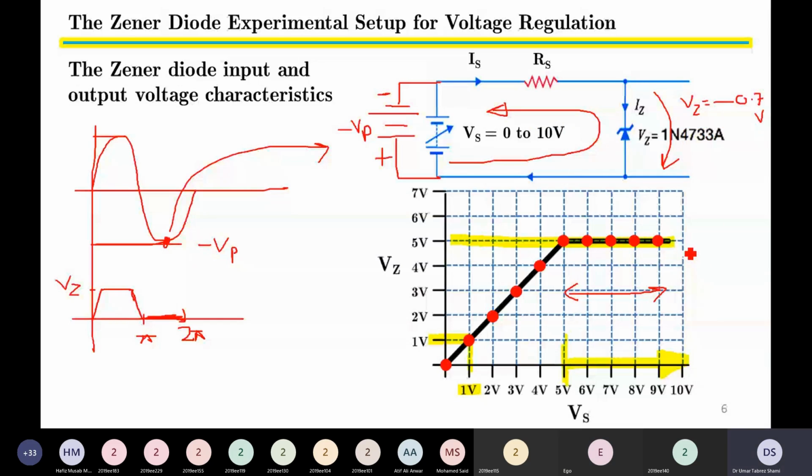So in this example, where we have connected a sine wave, what we have achieved is that we have changed the wave shape of the input signal. That is, we have now changed from a sine wave to a half wave and also clipped away a certain part of the input voltage.